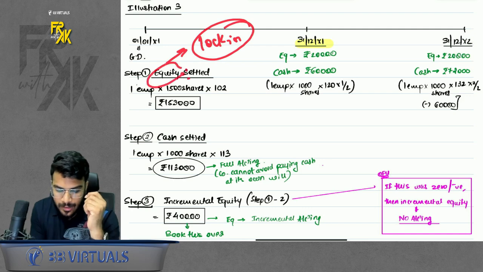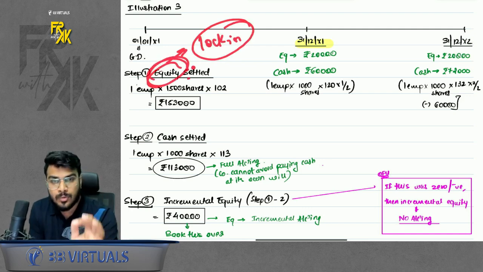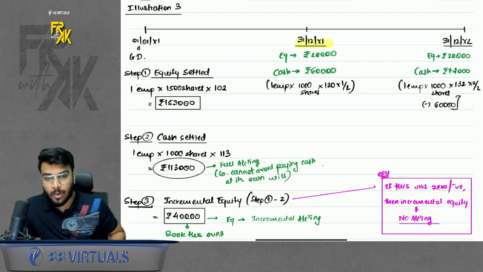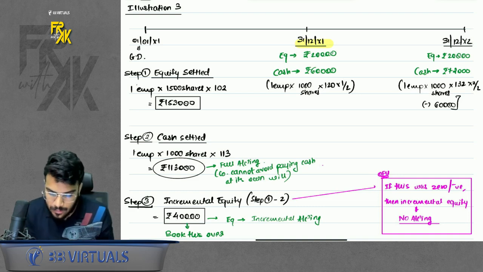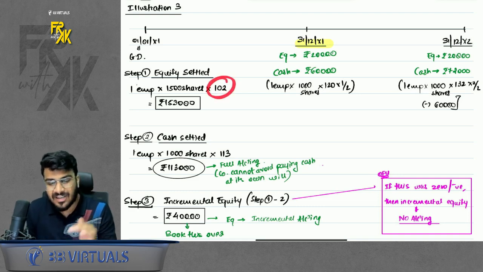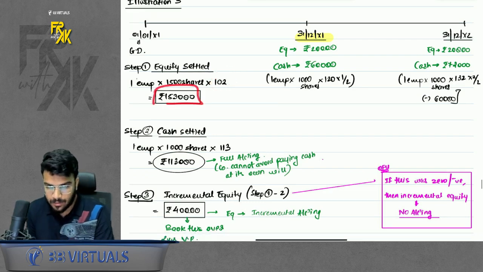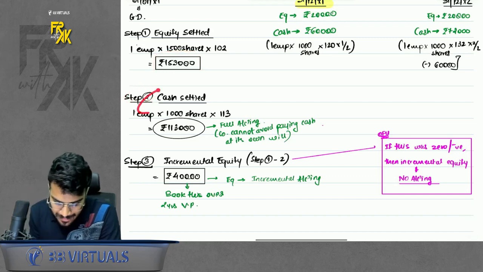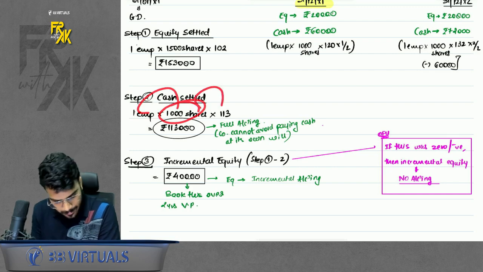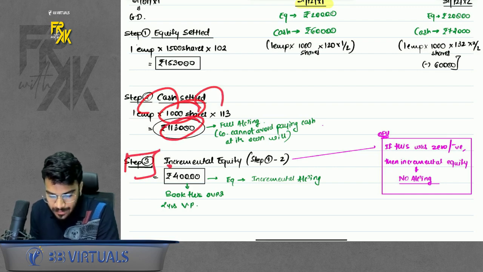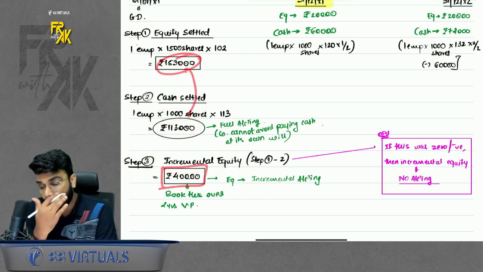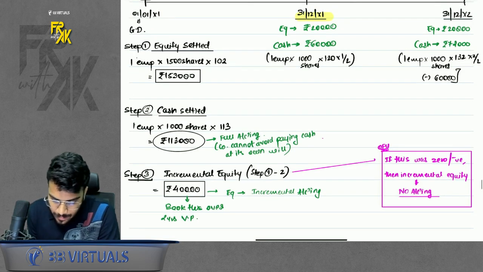Lock-in is only on shares if you choose equity settled. So take the lock-in price, because if there is a lock-in, the fair value will be a little less. The lock-in price is given: if you consider the lock-in, the fair value is only 102. Consider that value, and you will get the value as per equity settled. Then step 2, calculate the total value as per cash settled. If the employee chooses cash, he will get 1000 shares based on 113 rupees. Then the third step is calculating incremental equity: total equity minus the cash value is the incremental equity. Now how to account for this? Simple. Cash settled, you will do full accounting.